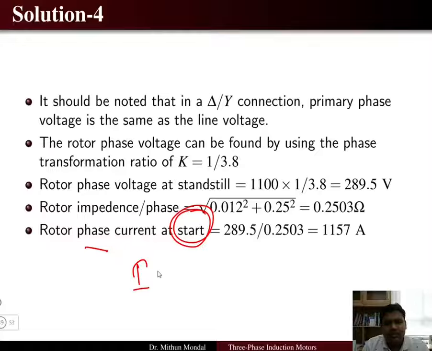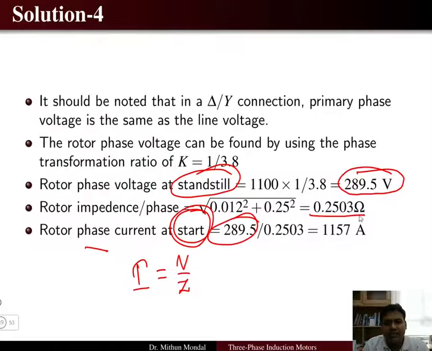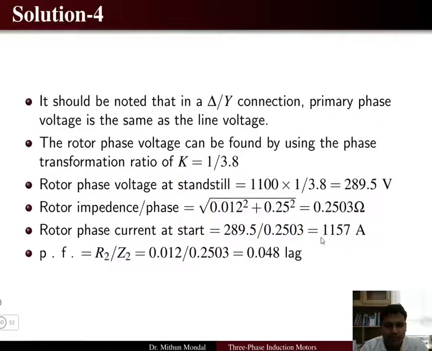So at the starting, the current will be voltage divided by the impedance. The standstill value of the voltage is 289.5 volts. This is at the standstill condition. So 289.5 divided by the total impedance, that is 0.2503, we get a phase current of 1157 ampere.